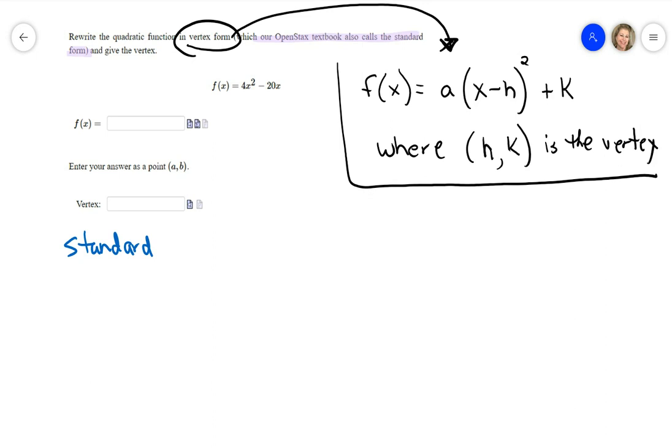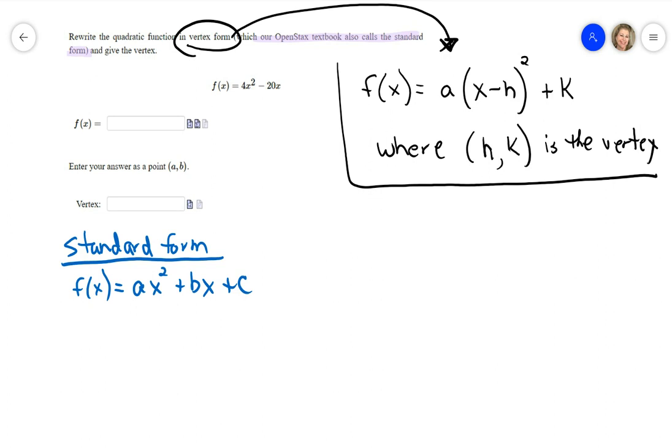I have always heard, and I've been teaching for over 30 years, the standard form for a quadratic is f of x equals ax squared plus bx plus c, which is how you're first introduced to quadratic functions. And you learn how to factor them, and then they move you on to the quadratic formula, and then you're taught about using completing the square, which would put it into the vertex form. So I don't know what this book's talking about.